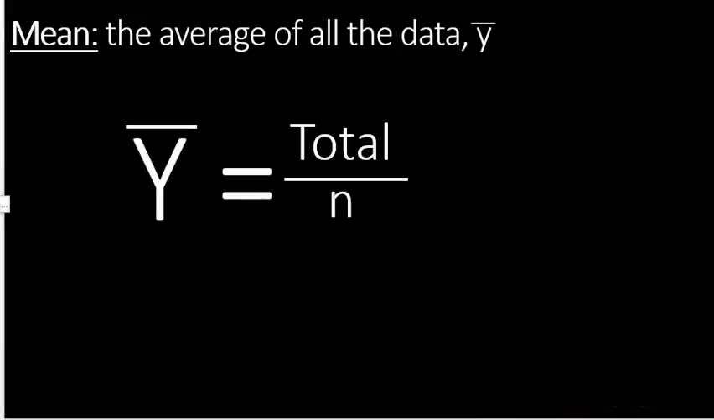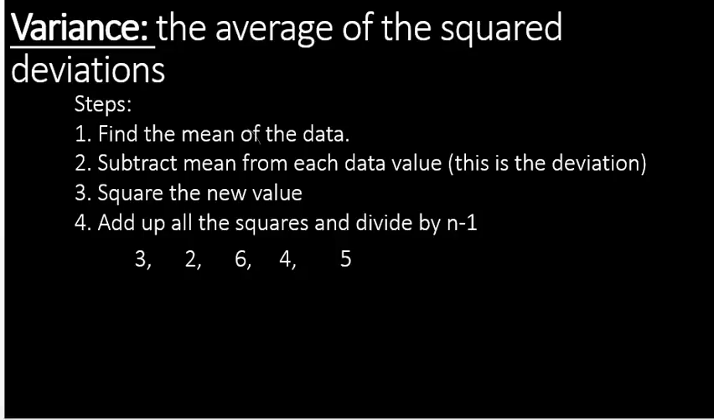First thing you need to know when solving for standard deviation is the mean. The mean is the average of all your data. One way of stating the mean would be by having y bar. So this is your mean, the y bar, equals your total added up data divided by how many pieces of data there are. The next piece of finding standard deviation is finding your variance, the average of the squared deviations.